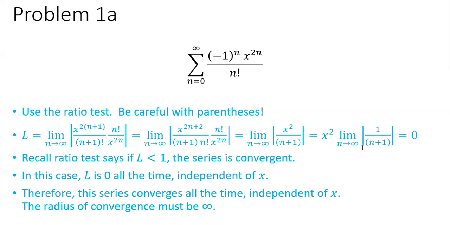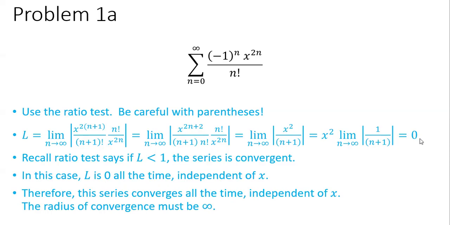All right. Now, what's this limit as n goes to infinity? It's 0. So 0 times x squared is 0. So what's the radius of convergence here? Is it 0? No, that's not the case. Let's recall what the ratio test says, first of all. If this limit is less than 1, the series is convergent, or absolutely convergent, to be more precise. In this case, the limit is 0 all the time, independent of x. So what does that mean? This means this power series converges for all values of x.